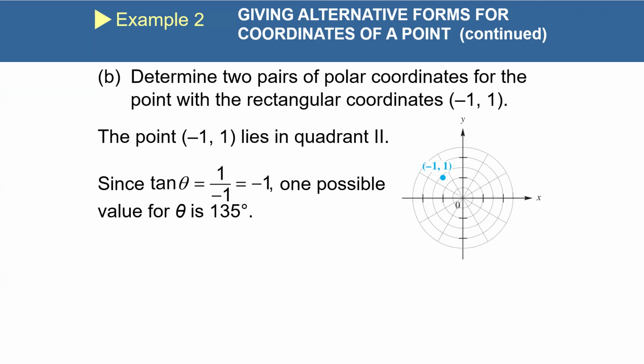What do we have to find after we have theta? Our radius. So x squared plus y squared equals r squared. So we end up with r equals the square root of 2. r squared equals x squared plus y squared. I need r, not r squared.